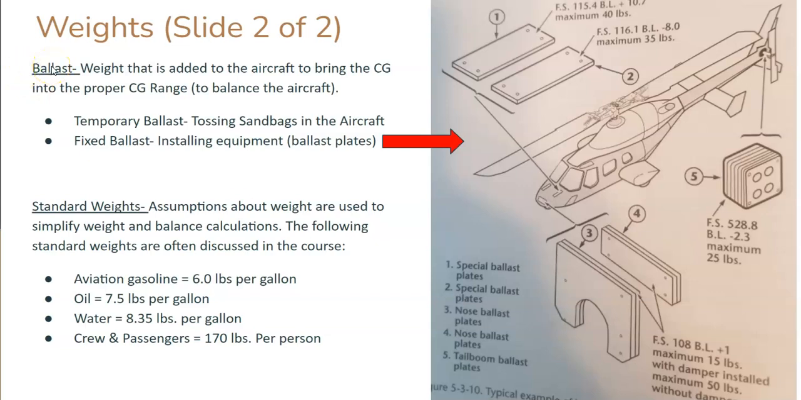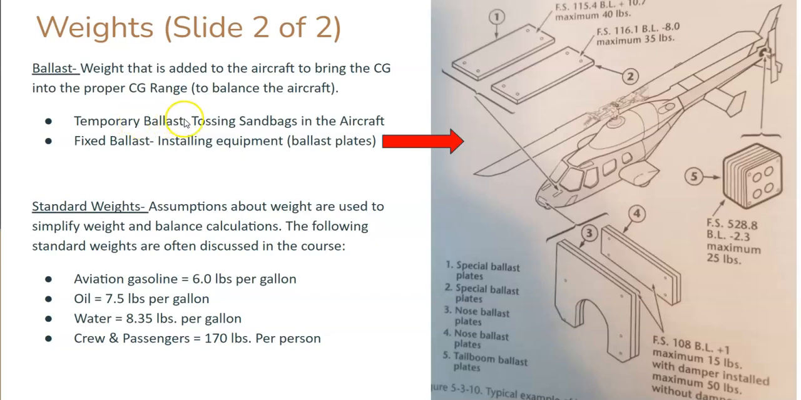Ballast. So here's the thing. Ballast can be temporary or fixed, but what it means is that you're adding weight to an airplane, or an aircraft rather, to help it stay within that proper CG range, that proper balance. Think of it like adding weight to a seesaw to get it in balance. It's the same idea, but you're doing it with aircraft.